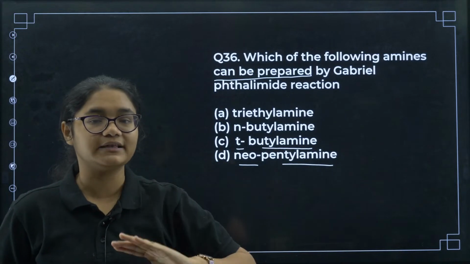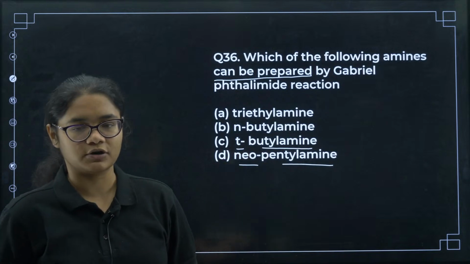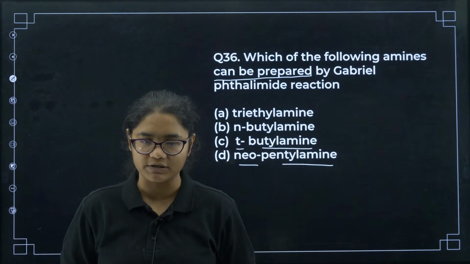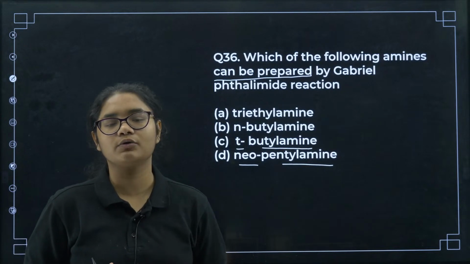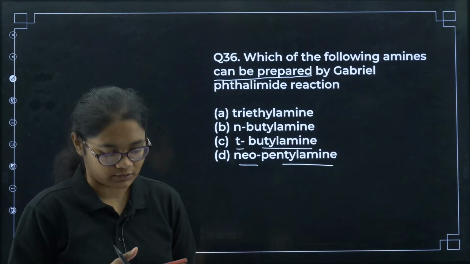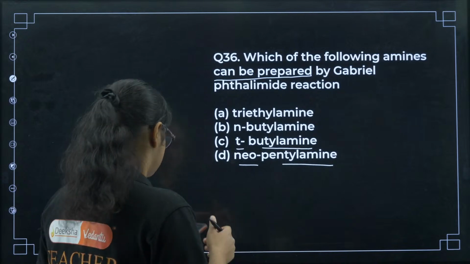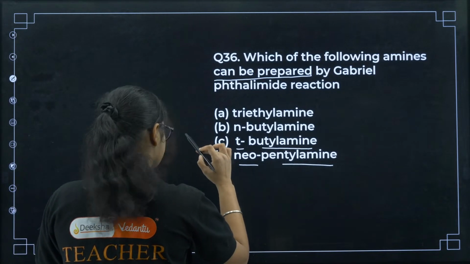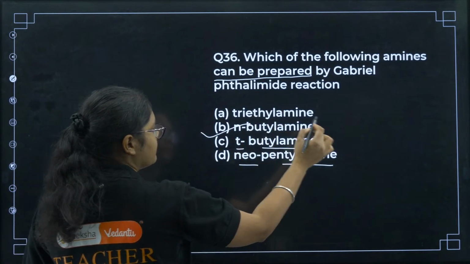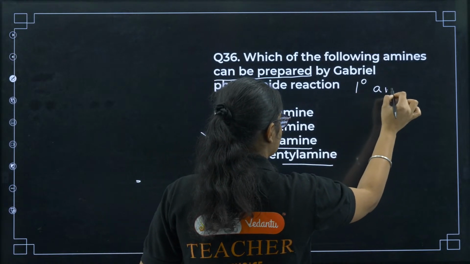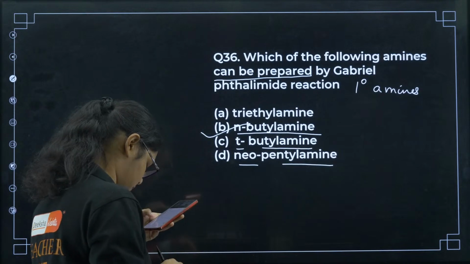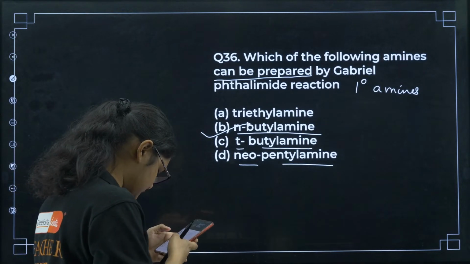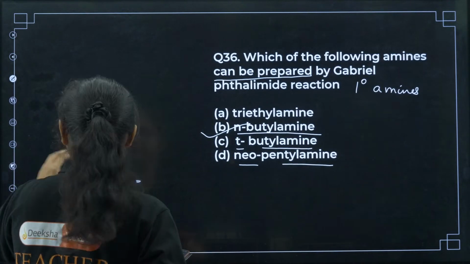For all the reactions, please make flowcharts. In the one shot videos also I have told you how to make flowcharts, and revise as much as possible. Once you have a hold over the reactions, you can easily solve these questions. So here the question number is B. We know it will only give primary amines, right? And in the options the only primary amine we have is N-butyl amine. Yes Sampath, that is absolutely correct.